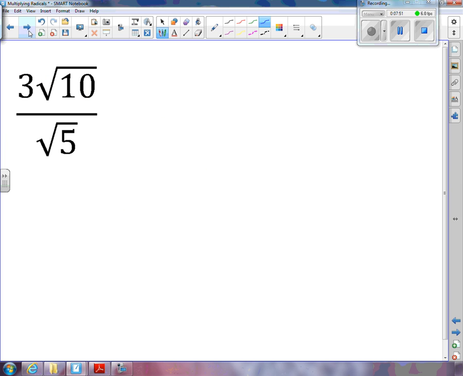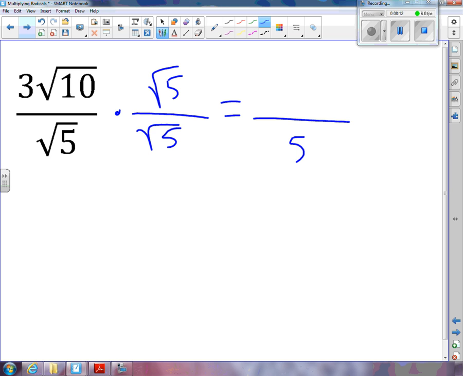So let's just do one more example. So here I have 3 times root 10 divided by the square root of 5. So I always want to multiply by something that will make my denominator rational. That is just going to be the square root of 5. If I multiply it by the bottom, I have to multiply it by the top. So now in my denominator, I'm just going to get 5. And in my numerator, I'm going to get 3 times the root of 50.